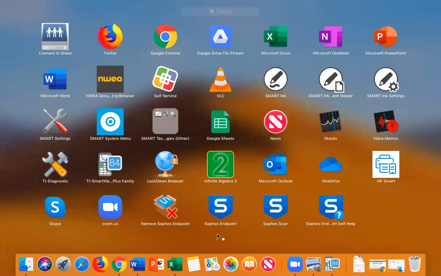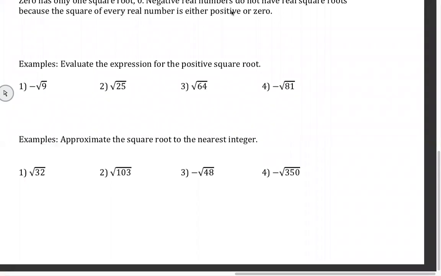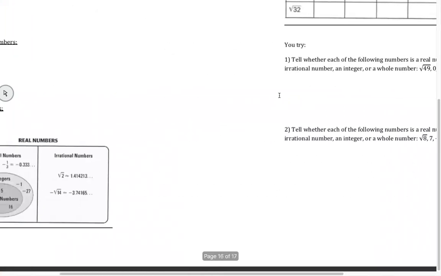Are you guys okay with how to type that in on the calculator? So again, my answers were 6, or approximately 6, approximately 10. This was approximately -7, and this was approximately -19. All right, let's turn the page.